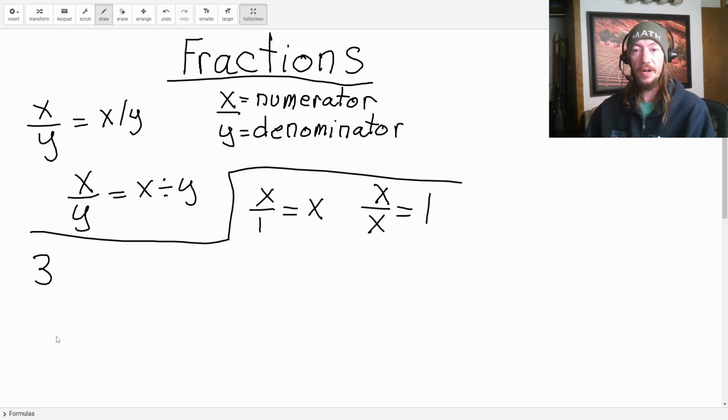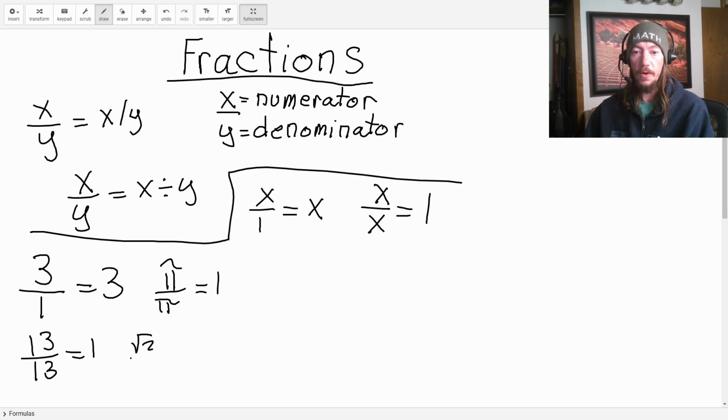If you just see a number alone by itself, well, you know that's an implied fraction. There's always a 1 beneath every whole number, because anything divided by 1 is just that number. And remember, anything over itself is equal to 1, no matter what that anything is. Even if it's somewhat complicated, 13 over 13 is 1, but so are things like pi over pi, root 2 over root 2. Anything over itself is equal to 1.